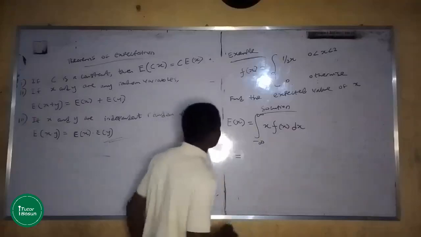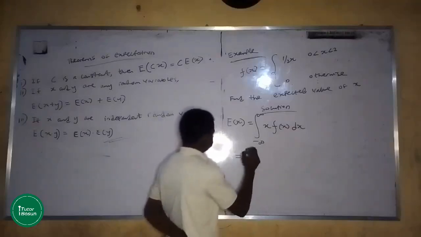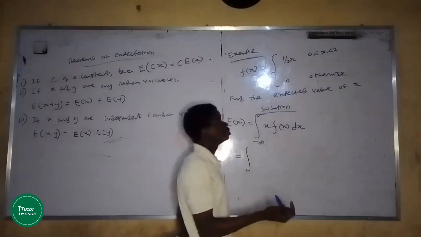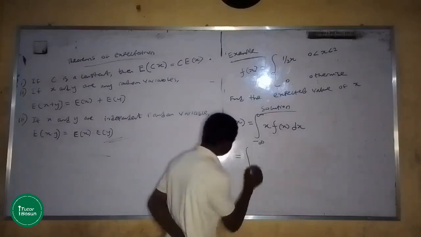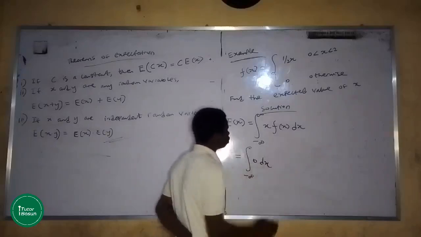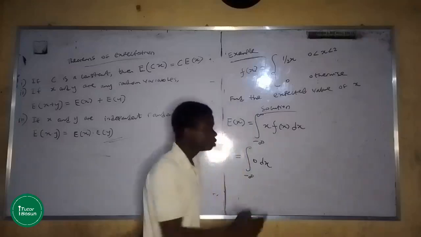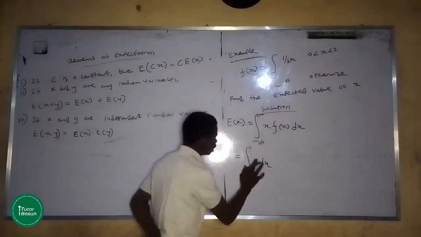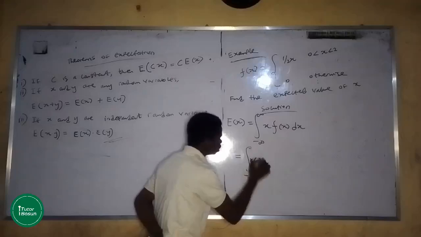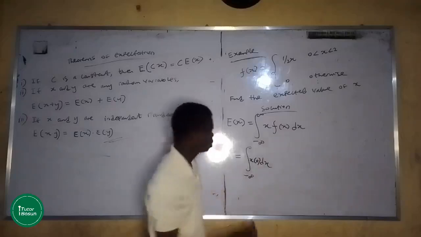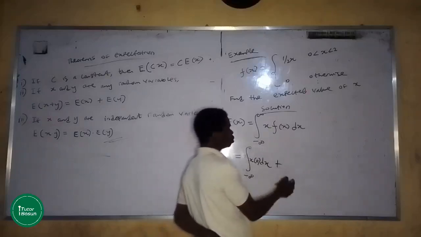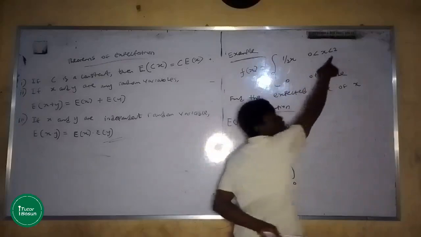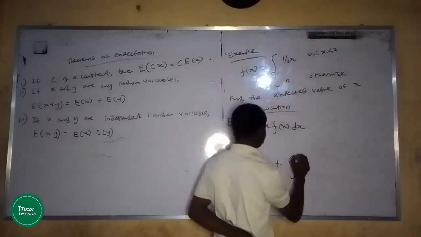So here we have the integral from minus infinity to 0, since f of x is 0 otherwise. But don't forget, we are not only having the function, we are having x multiplied by the function. So this will be x multiplied by 0 dx, plus, since this is ending at 0, it is automatically starting from 0 to 2. Don't forget, 0 less than x less than 2.